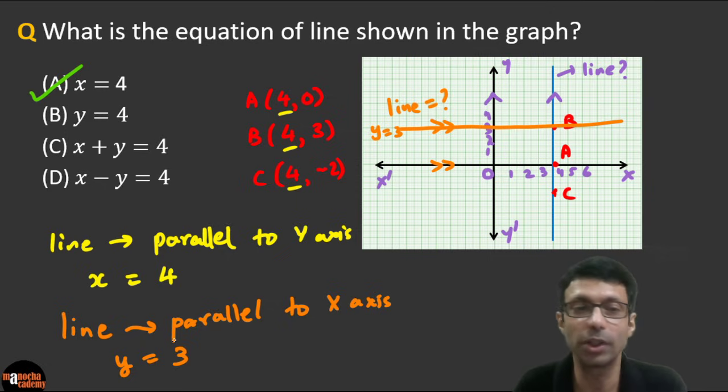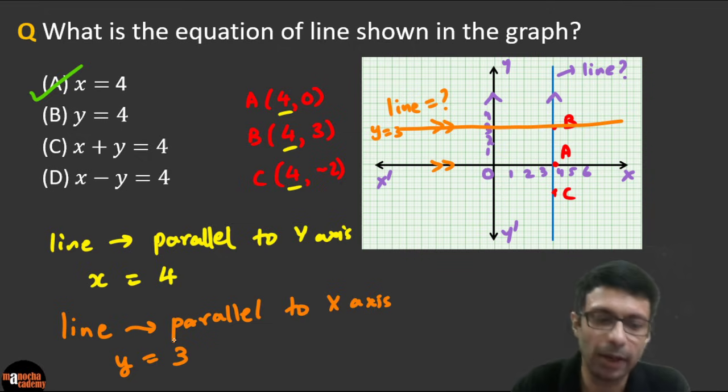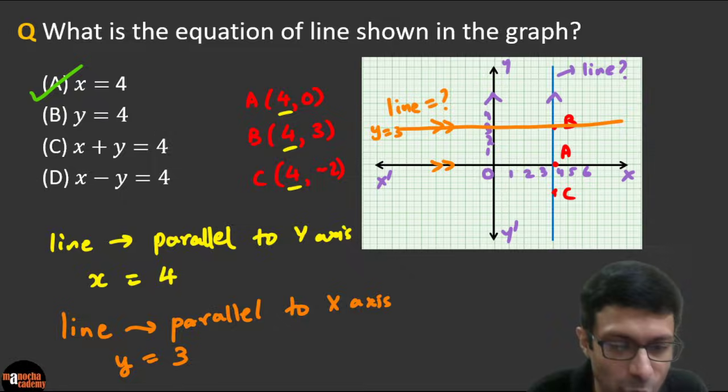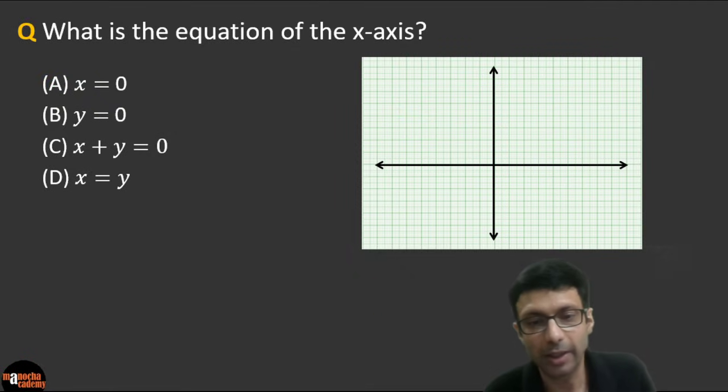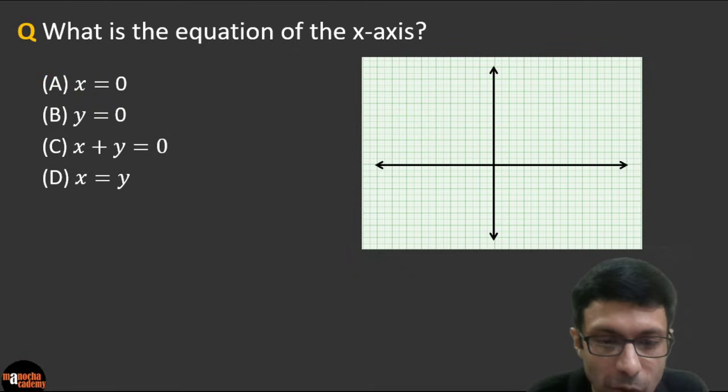But we are talking of the equation of the line, so don't just say 3. It's going to be of this form, y equal to 3, because the y value is always 3, and x can change. All right, guys, superb. Now I want you to try this question. What is the equation of the x-axis?